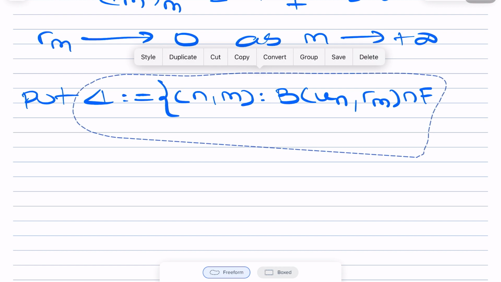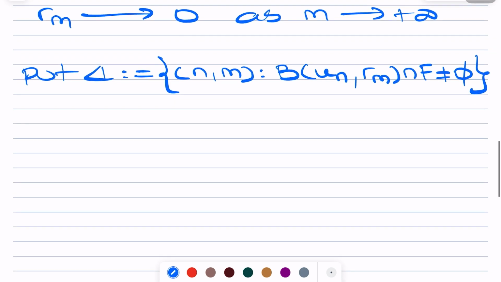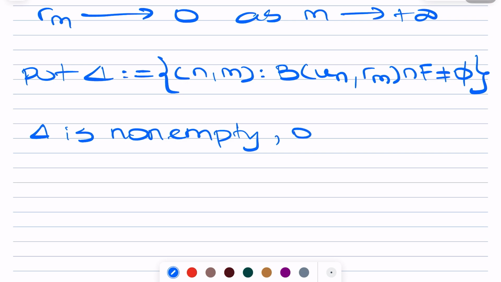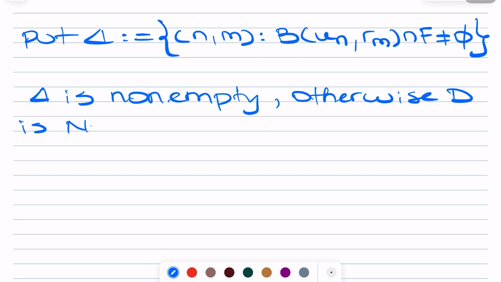Okay, good, such that this is non-empty. Good. So delta is non-empty, right? Otherwise it's non-empty, otherwise G is not dense in E.